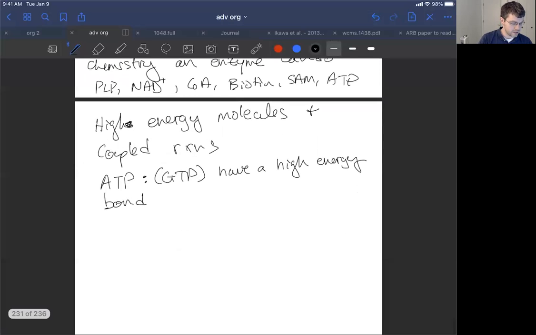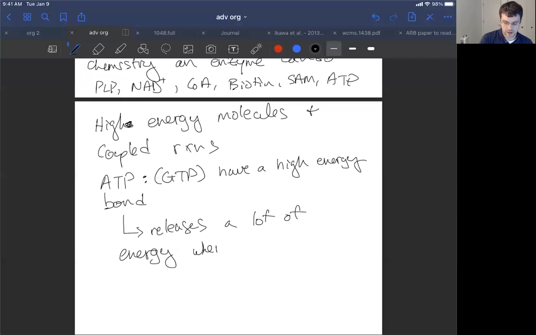Now, what this means is if it's a high energy bond, that means it releases a lot of energy when new bonds are formed in its place.